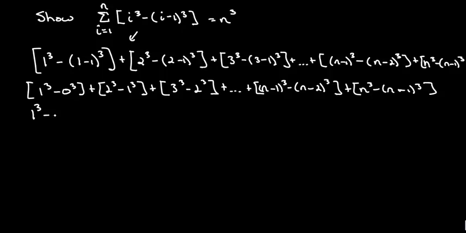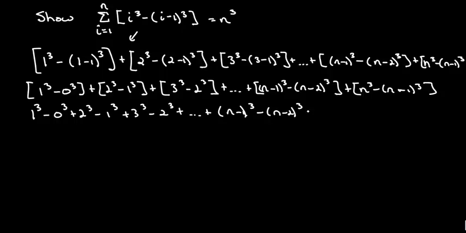So 1 to the third minus 0 to the third plus 2 to the third minus 1 to the third plus 3 to the third minus 2 to the third plus all the way down to n minus 1 to the third minus n minus 2 to the third plus n to the third minus n minus 1 to the third. Now here, you'll notice that I have a positive 1 to the third and a negative 1 to the third. So those guys are going to drop out. Then you're going to notice that I have a positive 2 to the third and a negative 2 to the third. So those guys will drop out.